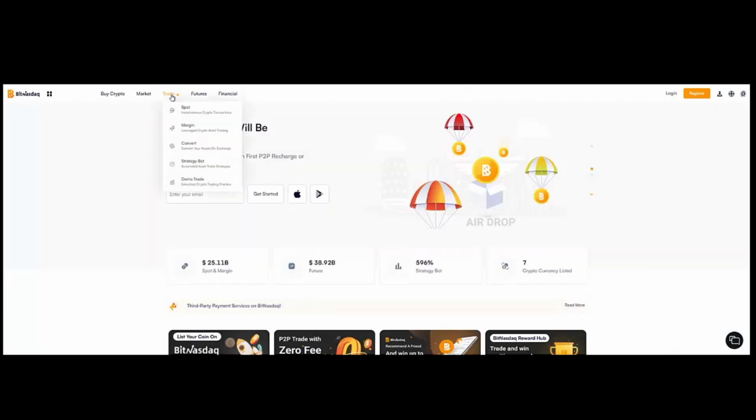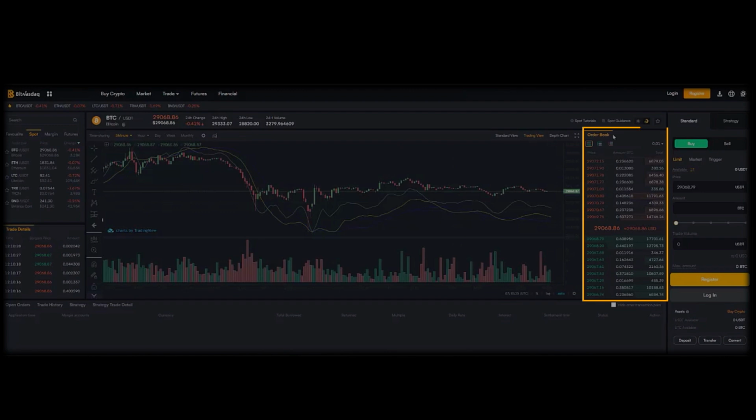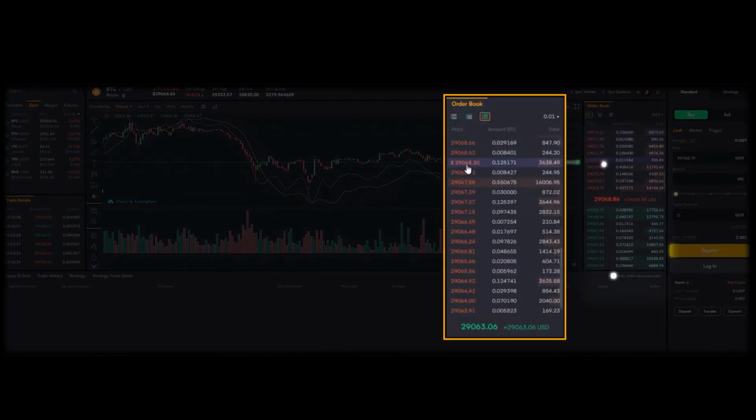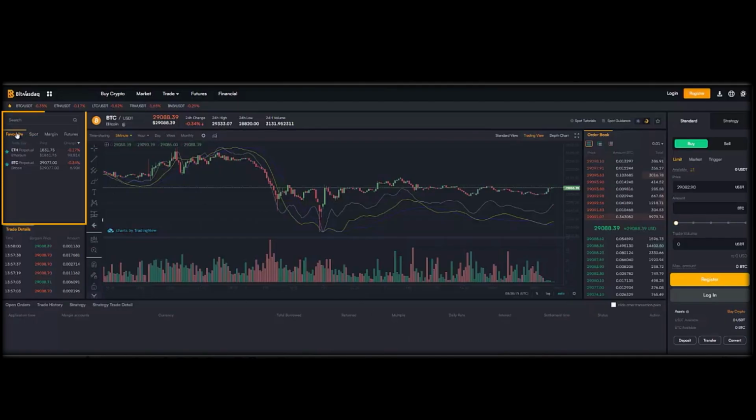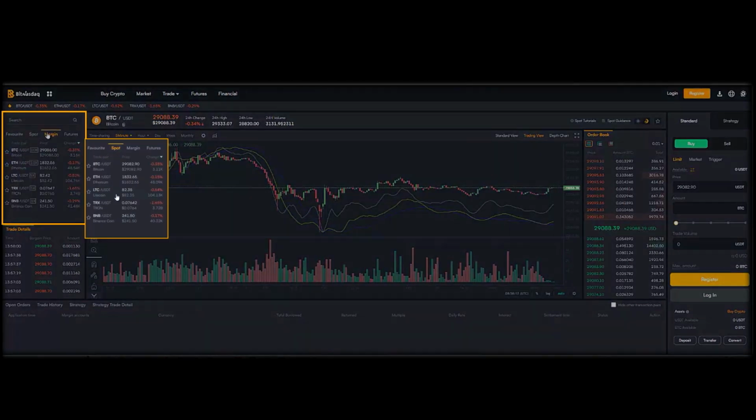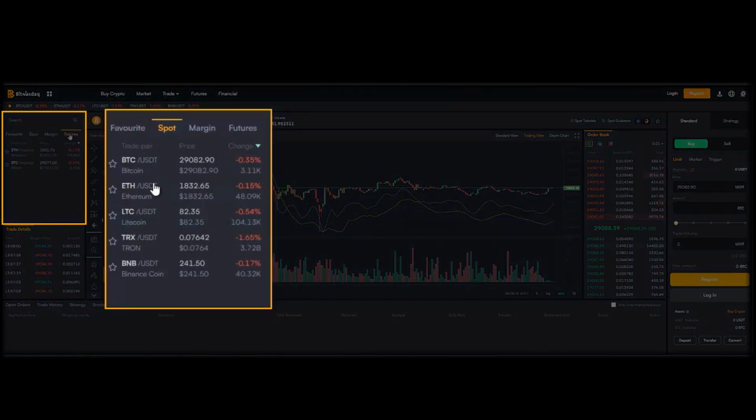Then click on Trade and then Spot. Here you can see that this is the order book section. The upper section shows the sell orders, and the lower section shows the buy orders. Here is the market list of all the supported trading pairs. You can select your desired crypto here.